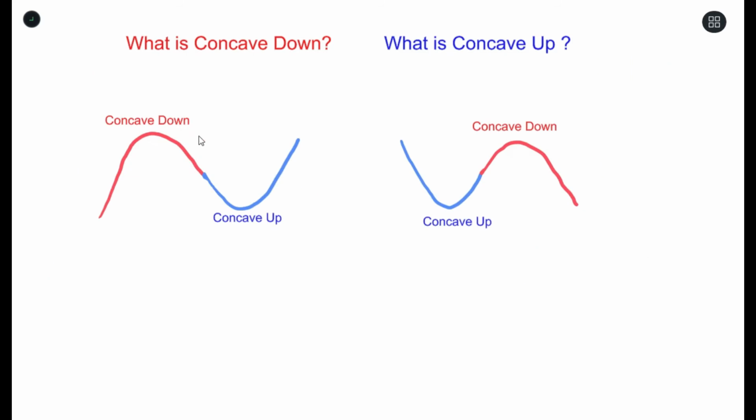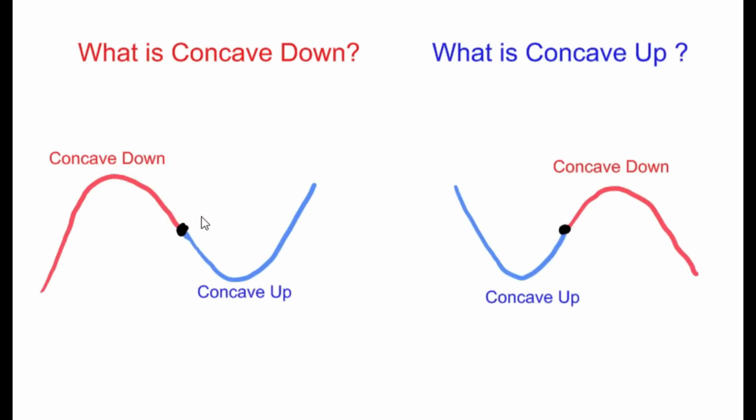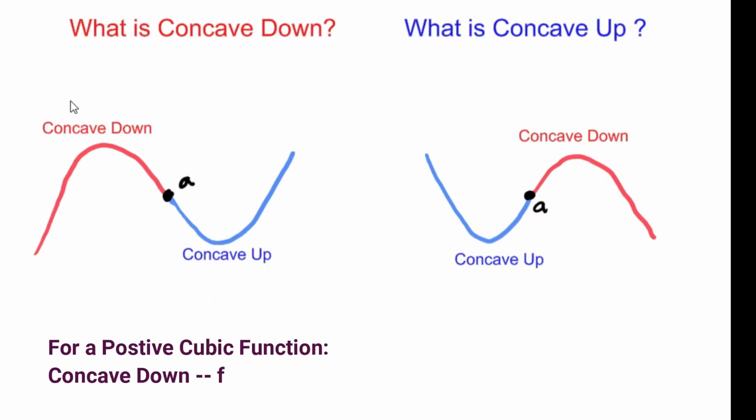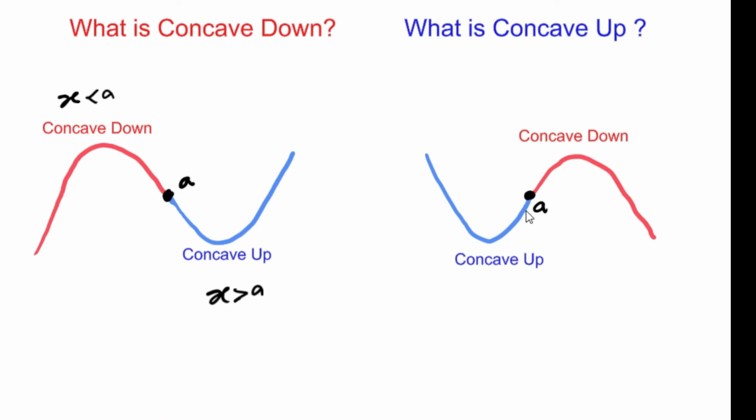The point at which you change from concave up to concave down, or vice versa, is called your point of inflection. Let's say this point of inflection here is A. You want to get the concave down part of this positive cubic function. Concave down is everything before A, which could be represented as x is less than A. For this one here, it will be x is greater than A, because concave up is after the x-coordinate of our A. The same thing also happens to this one over here.